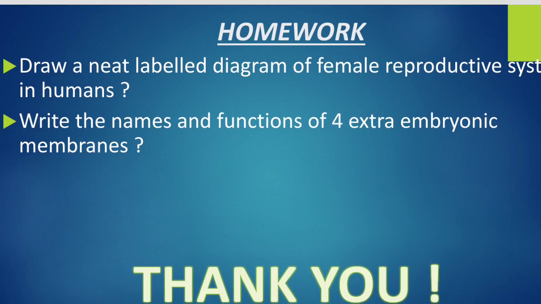Now take down the homework. Draw a neat labelled diagram of the female reproductive system in humans. See, I have drawn this diagram in the PDF. You can note it down from there. And also write the names and functions of the 4 extraembryonic membranes.